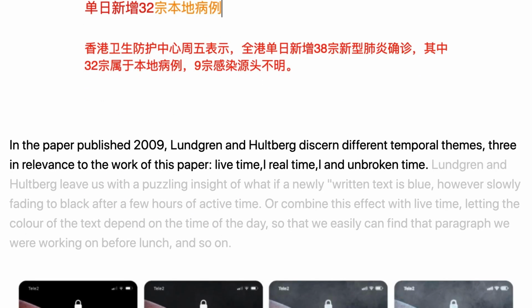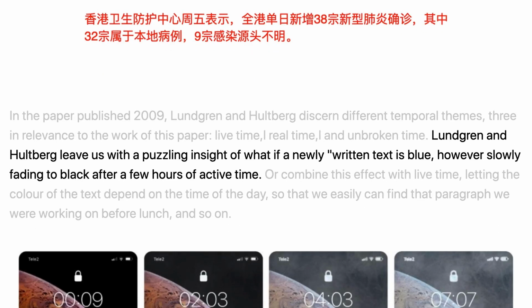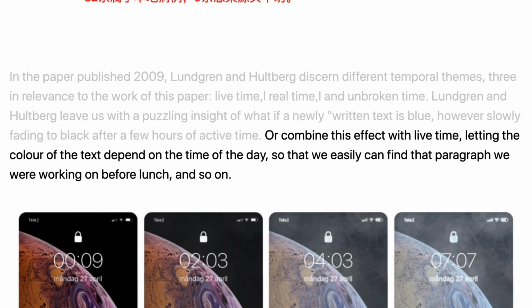In a paper published in 2009, Lundgren and Hultberg discern different temporal themes, three in relevance to the work of this paper. Live time. Real time. An unbroken time. Lundgren and Hultberg leave us with a puzzling insight: what if a newly written text is blue, however slowly fading to black after a few hours of active time? Or combine this effect with live time, letting the color of the text depend on the time of the day, so that we easily can find that paragraph we were working on before lunch, and so on.